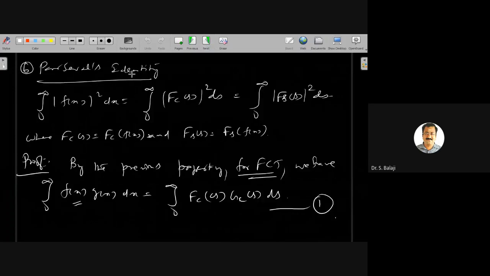Now with the help of that we have the property Parseval's identity. The integral from 0 to infinity of mod f of x square dx equals the integral from 0 to infinity of mod fc of s square ds, where fc is the Fourier cosine transform of f of x, and also equals the integral from 0 to infinity of mod fs of s square ds, where fs of s is the Fourier sine transform of f of x.